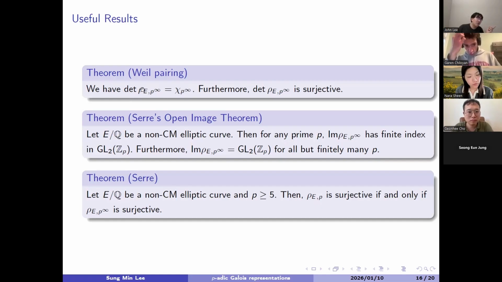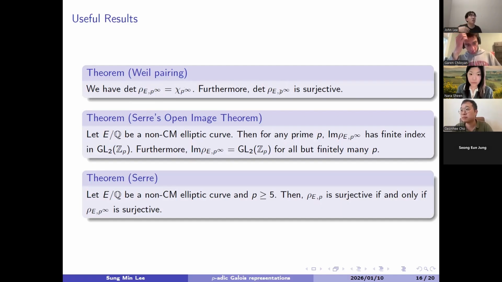If you take the determinant of this p-adic Galois representation, then we get the p-adic character that we just defined earlier. And the determinant of rho E,p-infinity is surjective. I think this is what Garen mentioned last time.